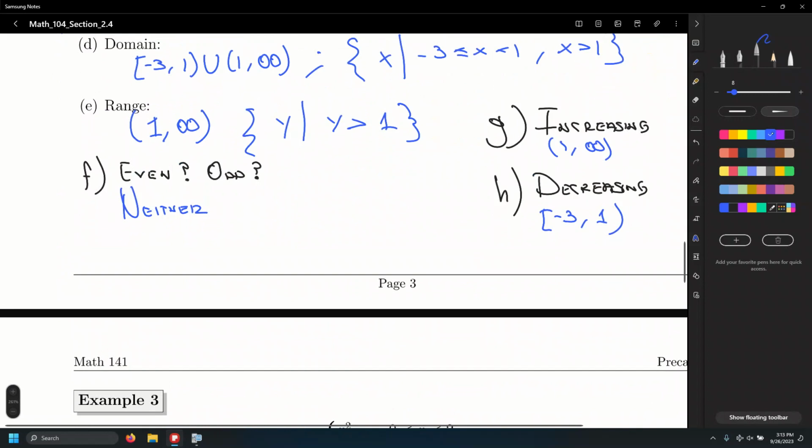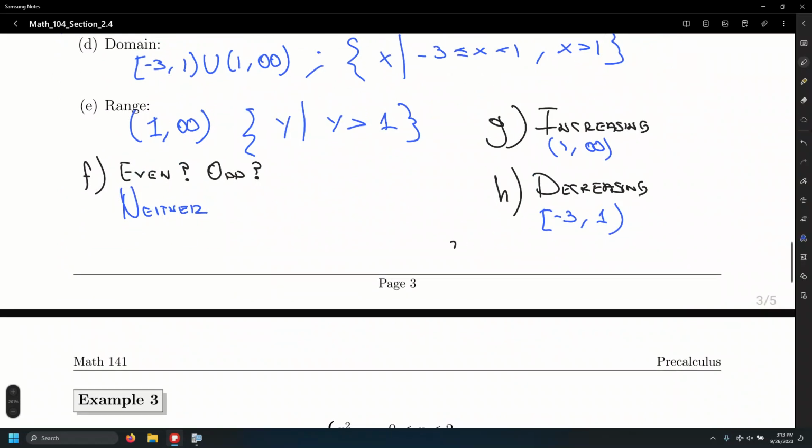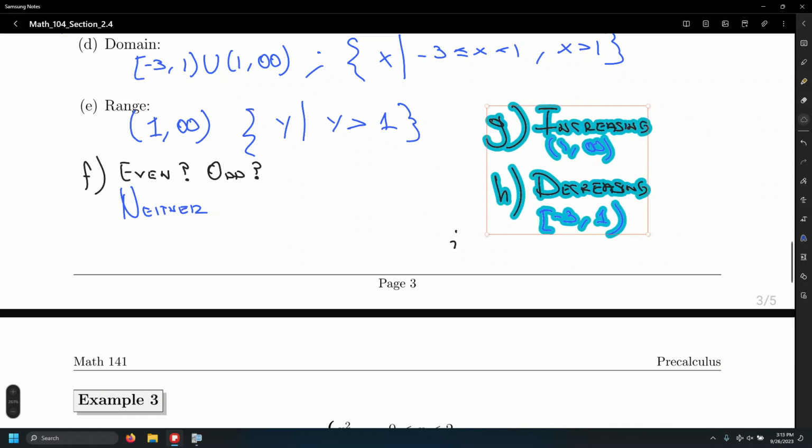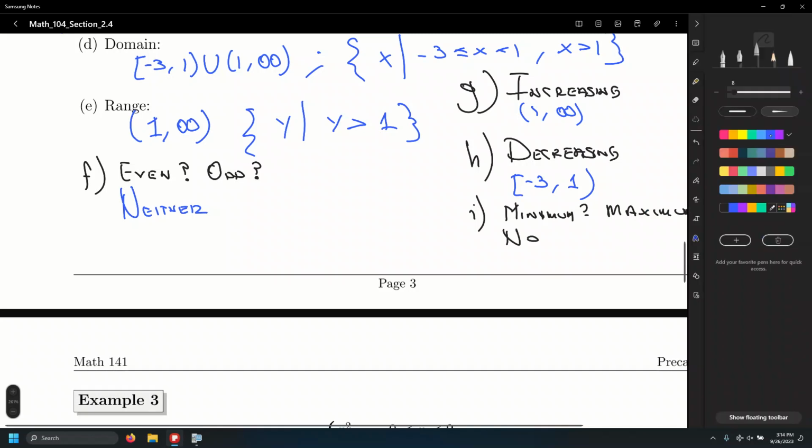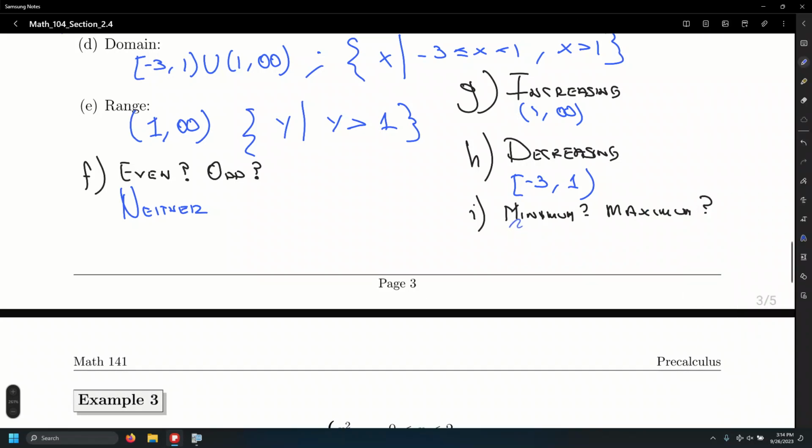Minimum, maximum, okay, no minimum, no minima values. And how about relative max?